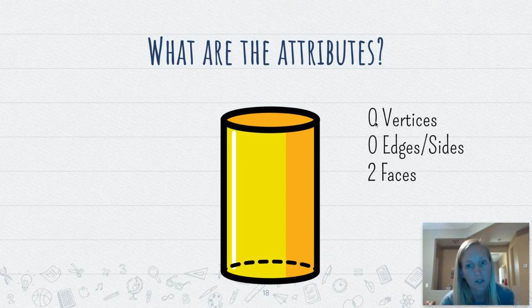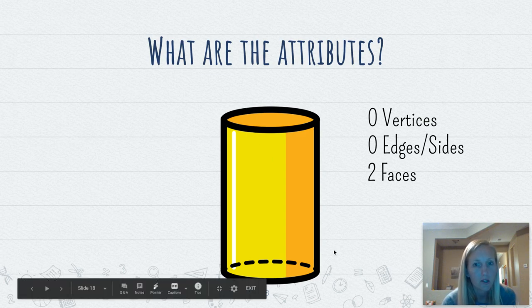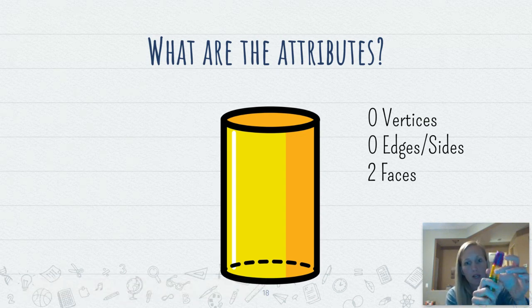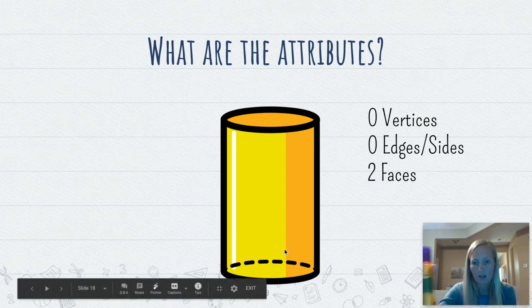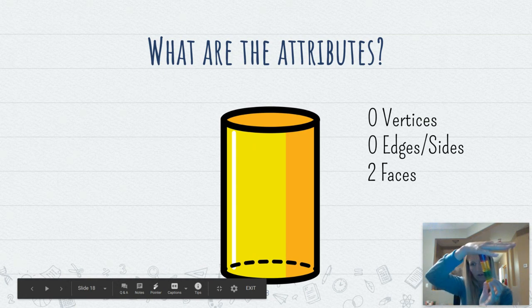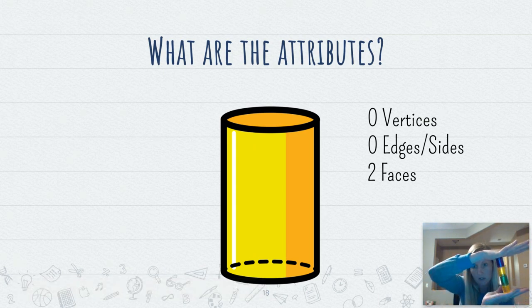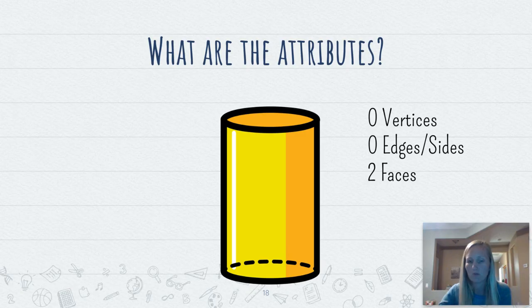So we have 0 vertices, 0 edges or sides. On here, it looks like 2, right? 1, 2. But remember, when you're actually holding the shape, it is round. Okay, there's no sides, no edges. And then faces, we've got 2, one on the top and one on the bottom. Mine actually wasn't closed on the top, but if it were closed on the top and the bottom, then it would have 2. Okay.